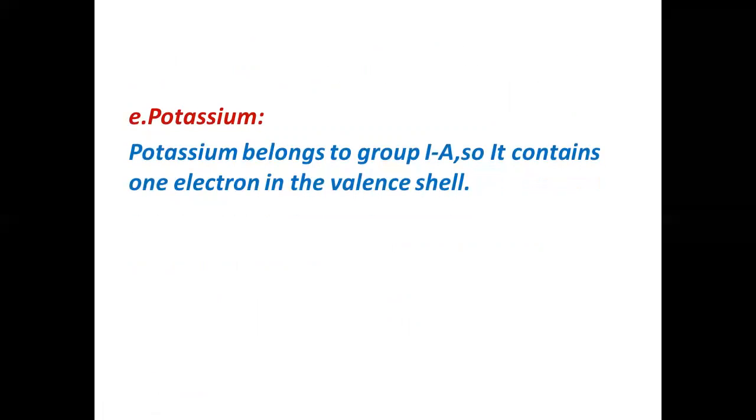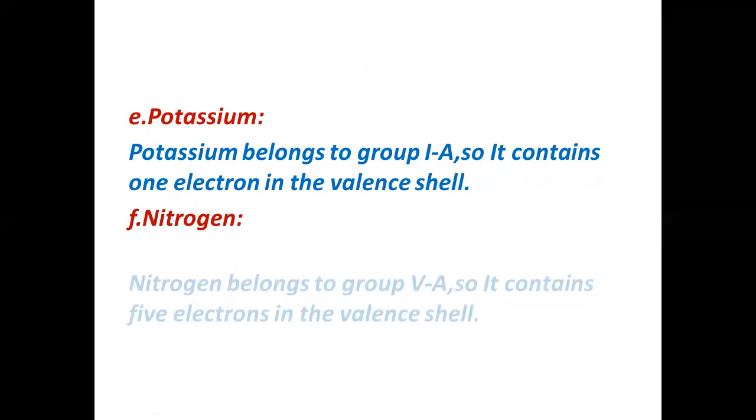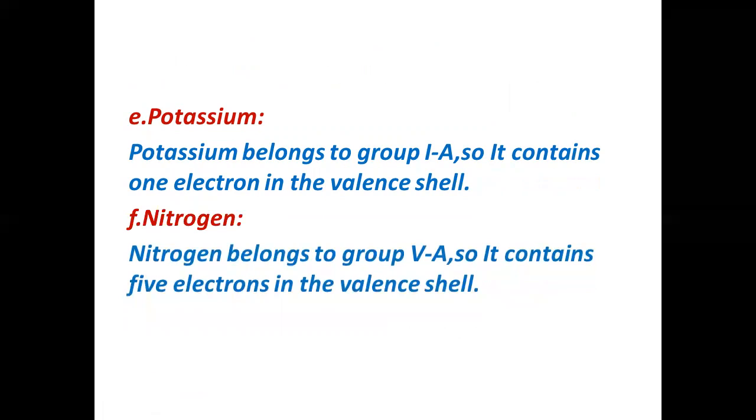Potassium belongs to group 1A of the periodic table, so it contains 1 electron in the valence shell. Nitrogen belongs to group 5A, so it contains 5 electrons in the valence shell. So the position of these elements in different groups tells us about their valence electrons.